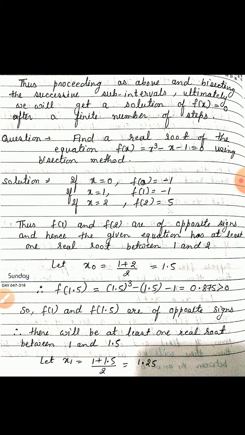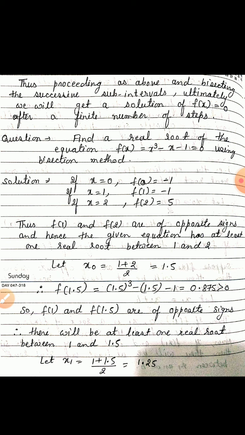Now we have to find the sign of f(1.5). So find the value of f(1.5). Simplifying, 1.5 whole cube minus 1.5 minus 1 is equal to 0.875, which is greater than 0. So f1 and f1.5 are of opposite signs. So there will be at least one real root between 1 and 1.5.